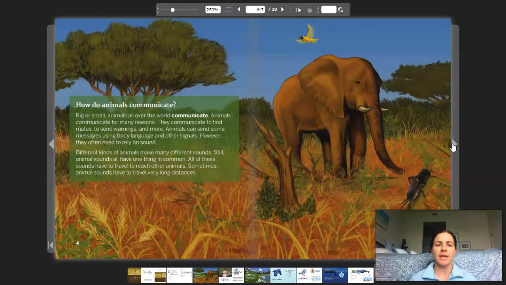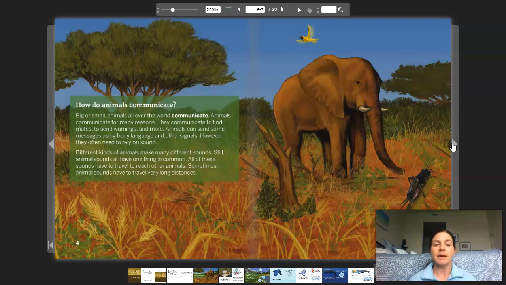How do animals communicate? Big or small, animals all over the world communicate. Animals communicate for many reasons. They communicate to find mates, to send warnings, and more. Animals can send some messages using body language and other signals. However, they often need to rely on sound. Different kinds of animals make many different sounds.